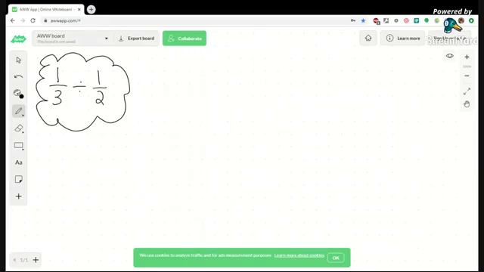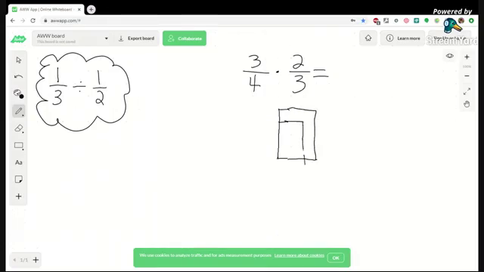So if we were multiplying, it'd be pretty straightforward. Like if we had 3/4 times 2/3, we know that we can sketch that out and say, okay, here's 3/4 and 2/3. Well, what do we have there? Let's get some color coding up in here because everything's better if we color code it, right? So we're really interested in those pieces.